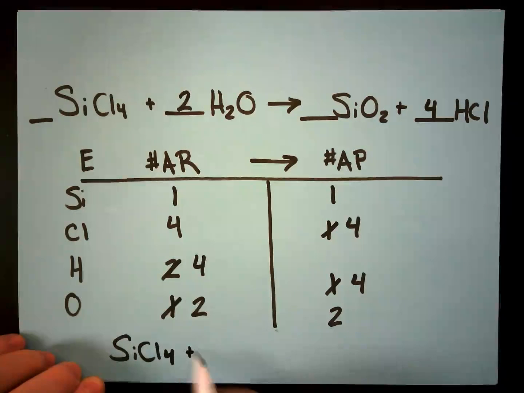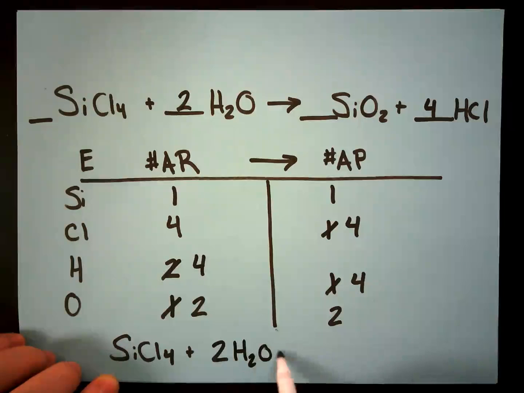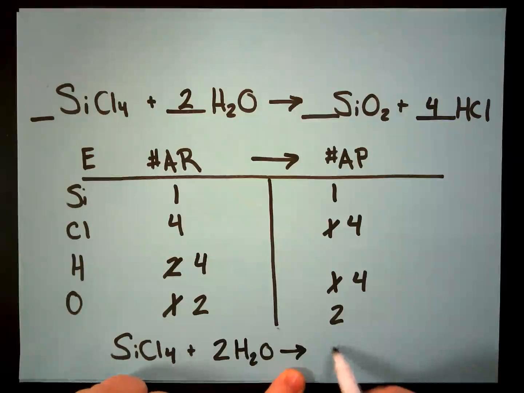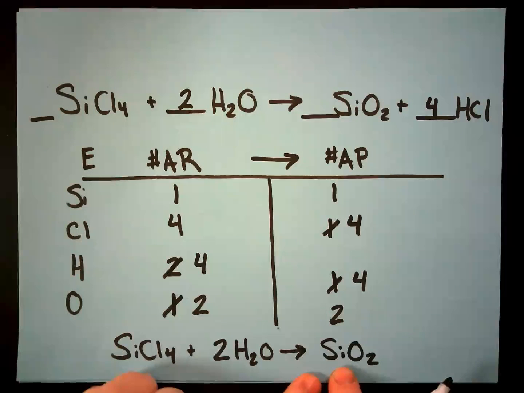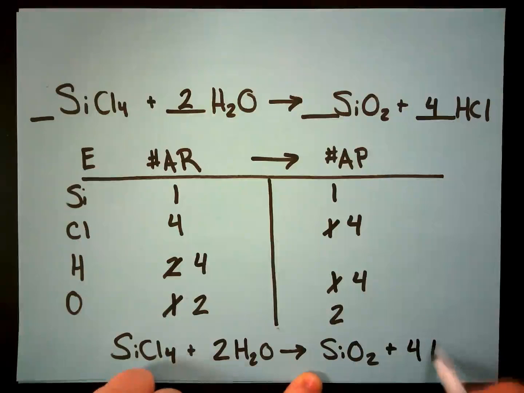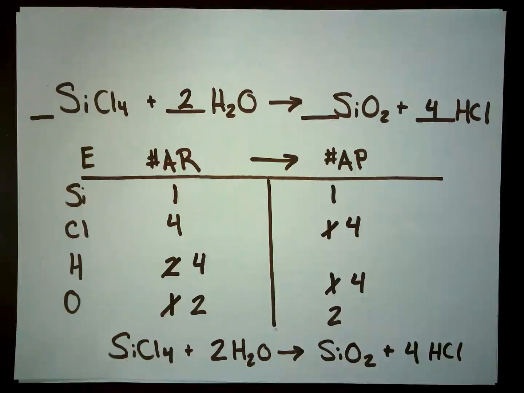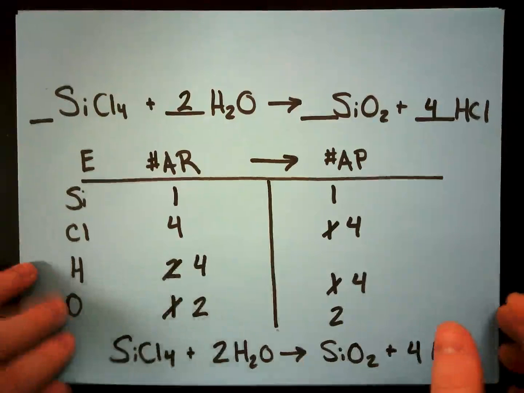So my full balanced equation is going to be silicon tetrachloride, and just 1 molecule of that, and then 2 molecules of water, H2O, and then I'm going to have just 1 formula unit here of silicon oxide, and then 4 formula units of hydrochloric acid. And that's it. So this guy's all nice and solved. So let's now move on to something a little bit more challenging.